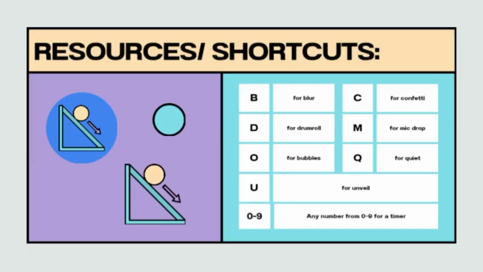For the summary, kinetic energy is energy due to motion. It depends on mass and velocity. Faster and heavier objects have more kinetic energy. So that's the end of our lesson on kinetic energy.